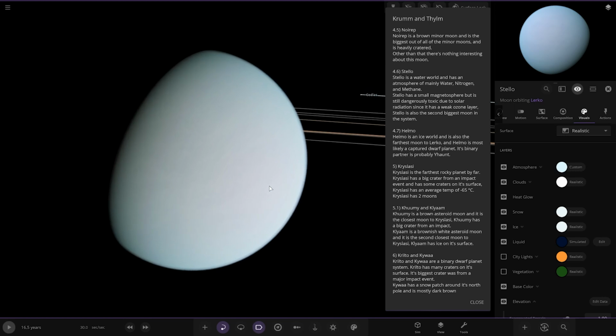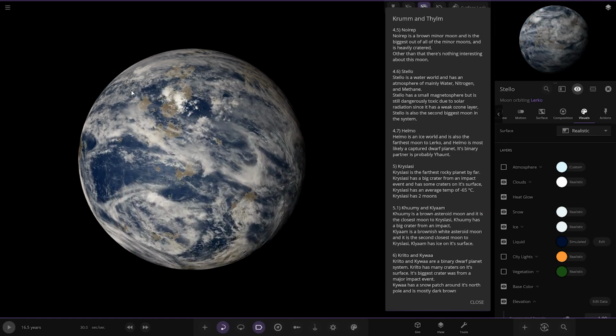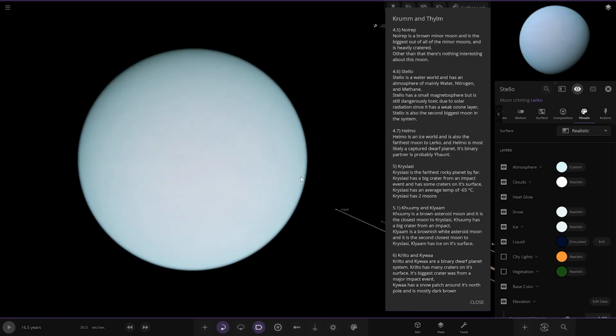It's a water world and has an atmosphere of mainly water, nitrogen, and methane. It has a small magnetosphere but is still dangerously toxic due to solar radiation since it has a weak ozone layer. Stello is also the second biggest moon in the system. Very nice. There is underneath. Looking pretty good.